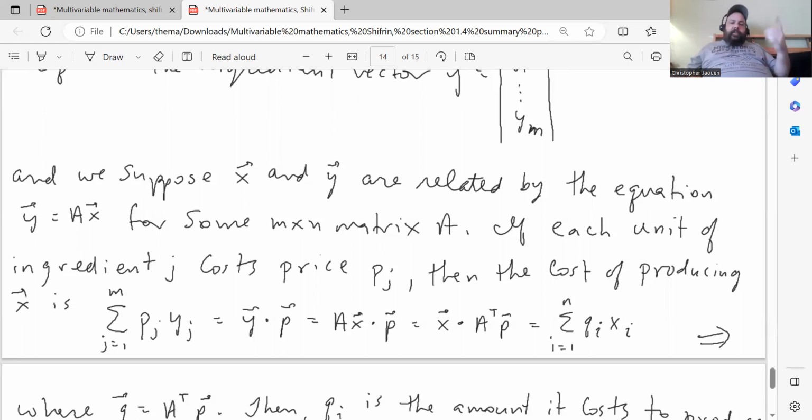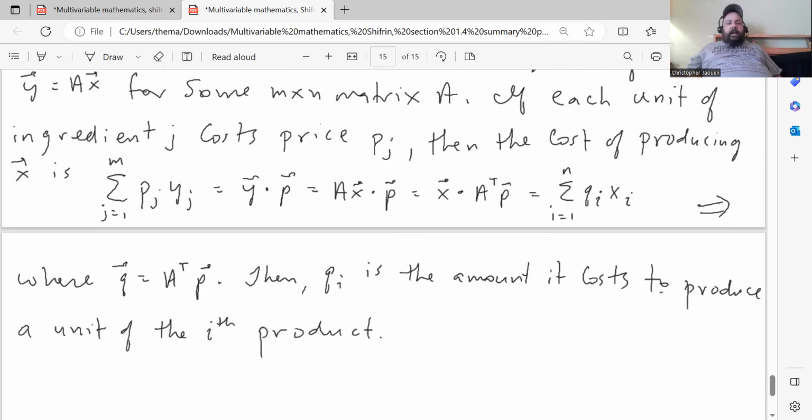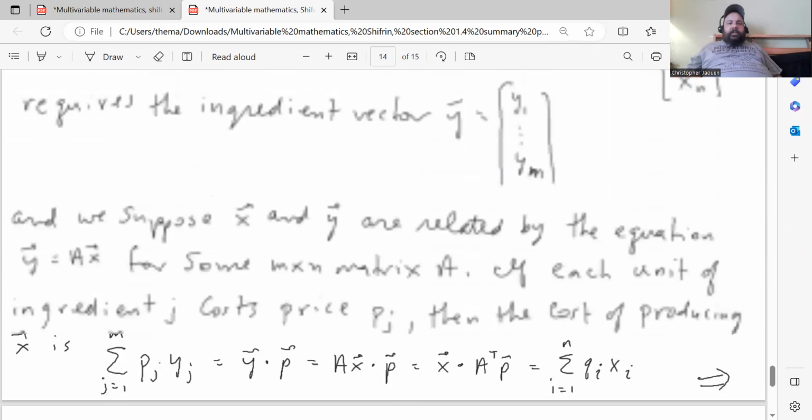Right, and then just using the proposition that we just talked about, that's the same thing as X dot A transpose P, which you can write out as the sum of qi xi, where i goes from 1 to n, where q is the vector A transpose P. The entries of the vector q are the amount it costs to produce a unit of the ith product. All right, so that's the example that he ends the chapter with.